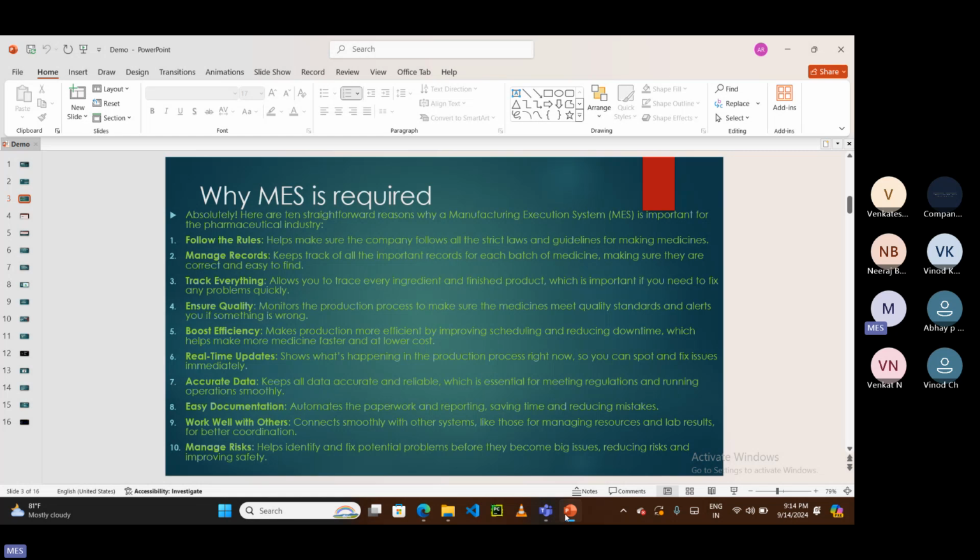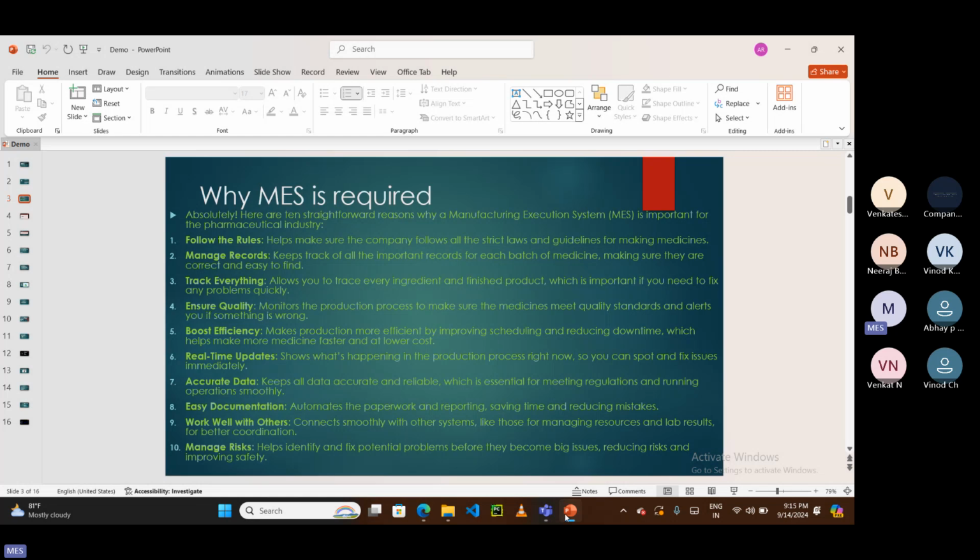So if you deviate from the procedure, it will impact someone's health. And if you deviate from something, as I already told you, it is already recorded in the MES, the manufacturing execution batch record. So you are not supposed to do that. If you do, batch release will be stopped by your QA.